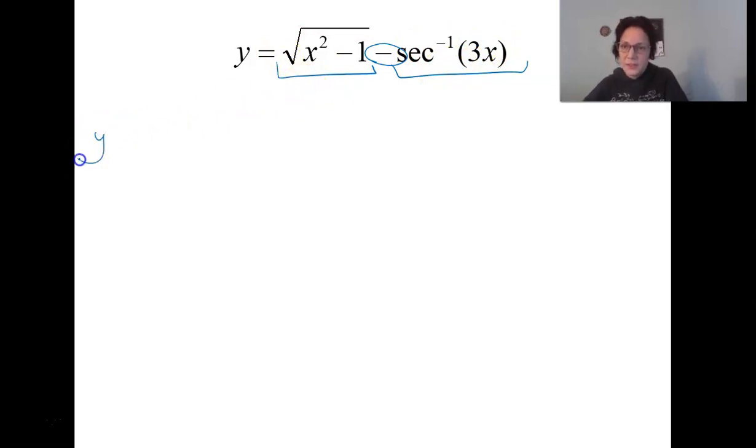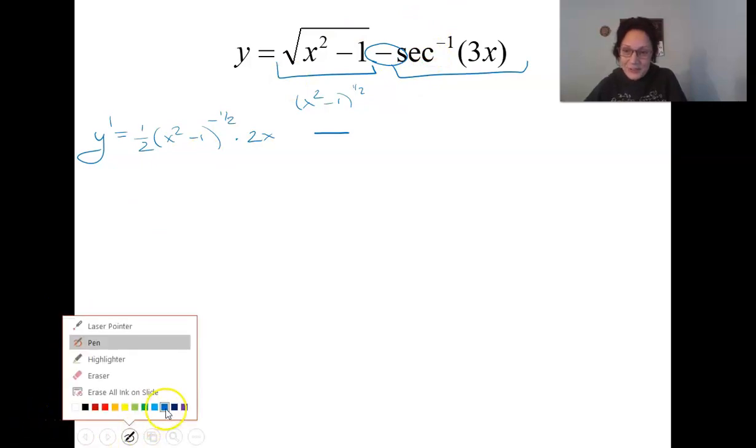Okay, so first things first, let's get the derivative of that square root of x squared minus 1, because that's the easy one, right? It's a square root, so I'm going to rewrite it as x squared minus 1 to the 1/2. So my derivative is going to be 1/2 times x squared minus 1 to the negative 1/2, and then I'm going to chain rule 2x. Okay, minus the big minus sign.